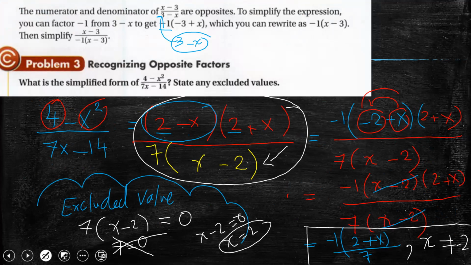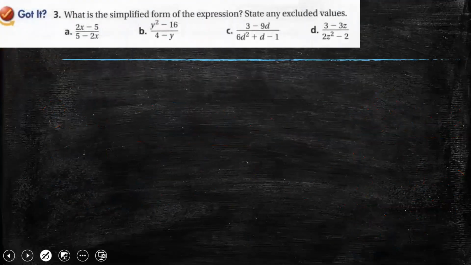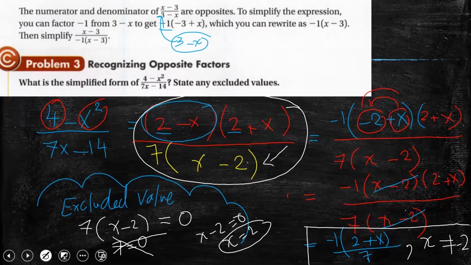Is it clear? Yes, miss. But teacher, when you find x minus 2 equals 0, it will be x equals 2. So only positive 2, I will not use it as a value. Yes, just positive 2, yes, sorry. When x is not positive 2.